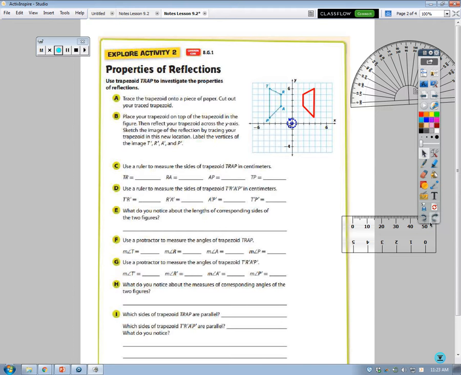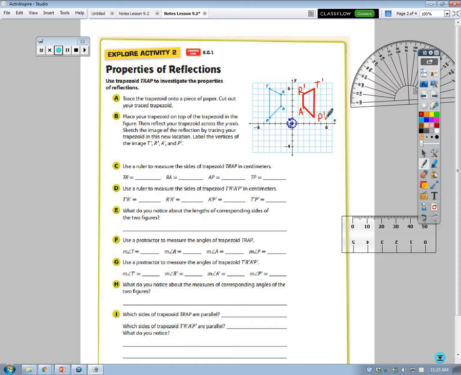And then I flip it for my image across the y-axis. Pre-image, image. So the y-axis is my line of reflection. This is my image, this would be my pre-image. And so I need to make sure that I'm now labeling my new vertexes. So if this is R, this would be R prime. If this is T, this would be T prime. A prime, and P prime. Make sure you're using that correct notation there.